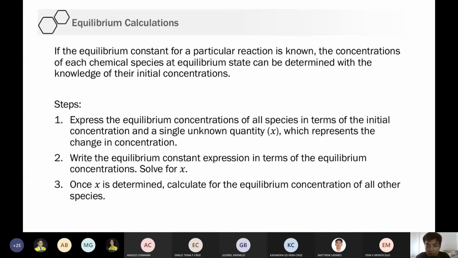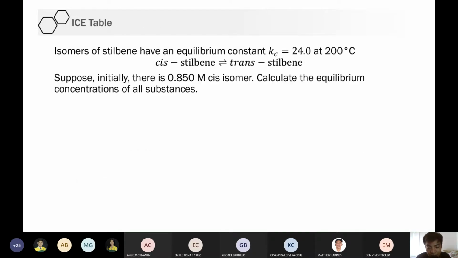So, you are given the initial amounts, then you will be asked how much. Given the initial concentration, at the end of the problem, you are asked how much is the amount of your chemical species at equilibrium. Okay? So, it's like this.